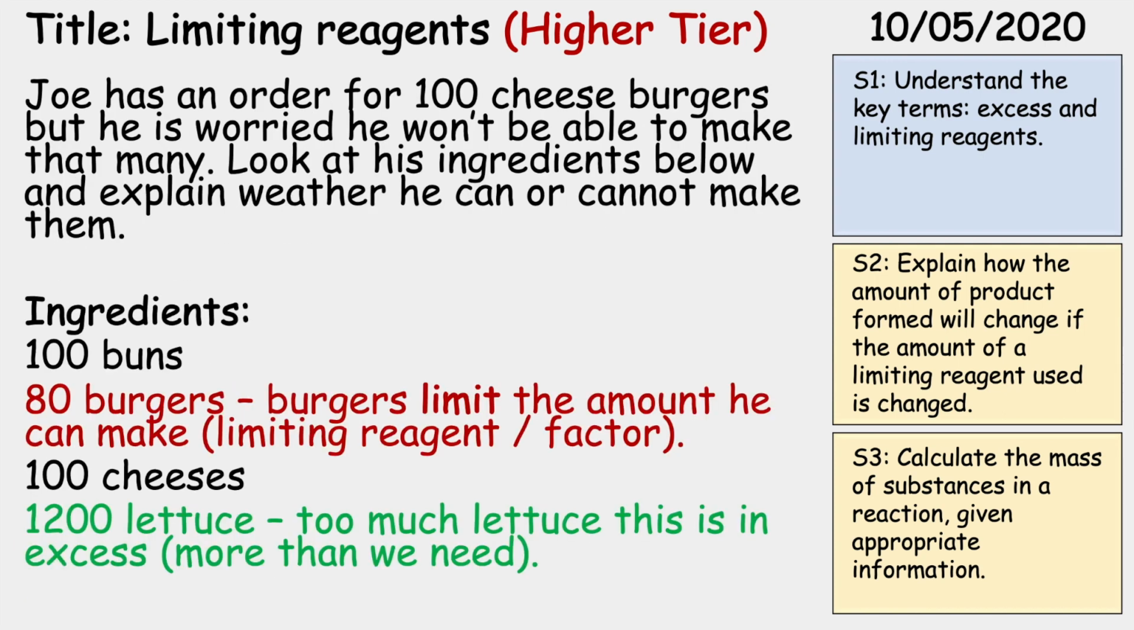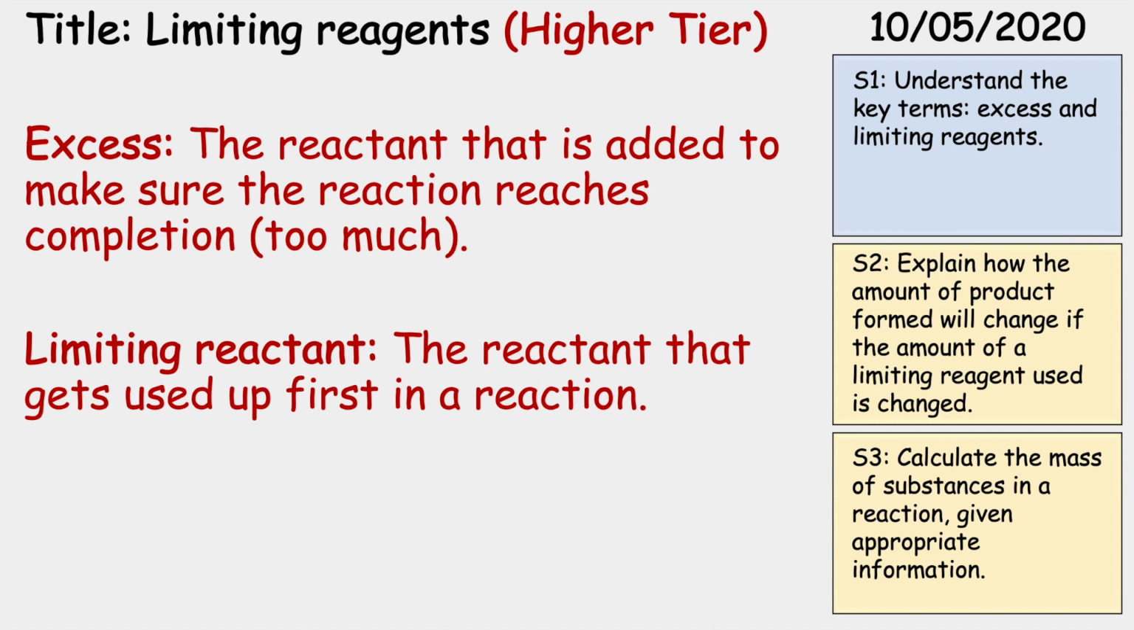So here you go, just to recap. The burgers are the limiting reagent, the things we don't have enough of, and the lettuce is an excess. So if we want some definitions then, excess is the reactant that's added to make sure the reaction reaches completion. We add too much of it, so they all react. And the limiting reagent is the reactant that gets used up first in a reaction.